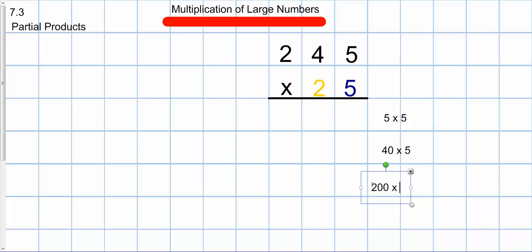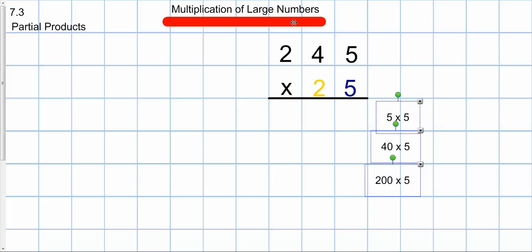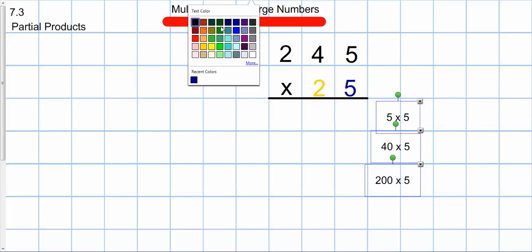So what I'm doing is I'm just showing you, you don't have to write these on your paper if this is the method that you choose, but what I'm showing you is that we're taking 245 and we're writing it in expanded form, 200 plus 40 plus 5, all times this magical number right here, 5. Okay, so let's make these all blue, so that way we're all thinking the same way.